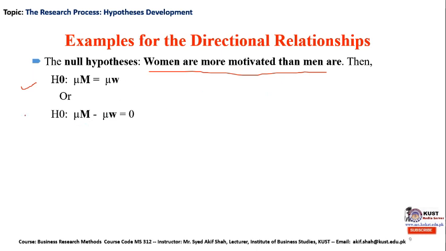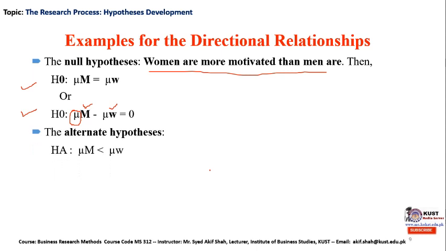We can also write down the same null hypothesis another way around, in this fashion, H naught. If we subtract the mean motivation level, this mu represents the mean level of our sample collected, or to be collected, for this research. The mean value of the motivation level of the men minus the mean value of the motivation level of the women will give us zero. Like there is no difference between the men and women's motivation level.